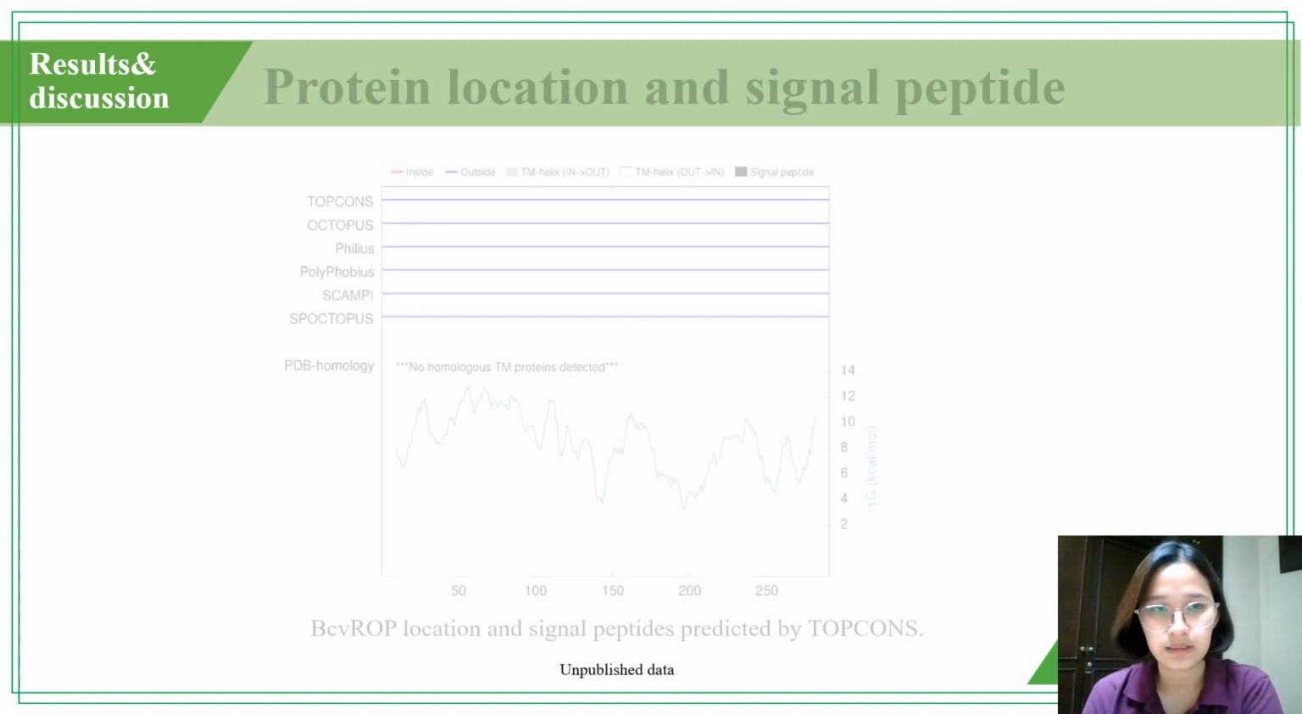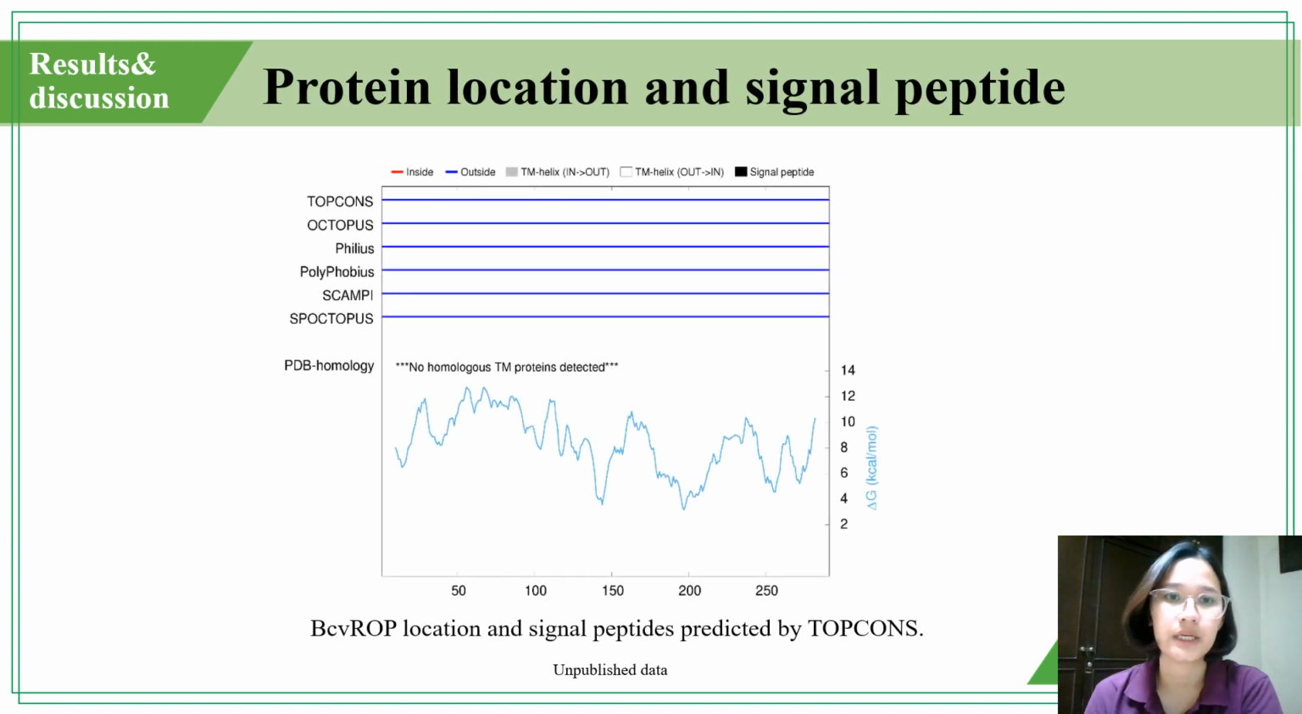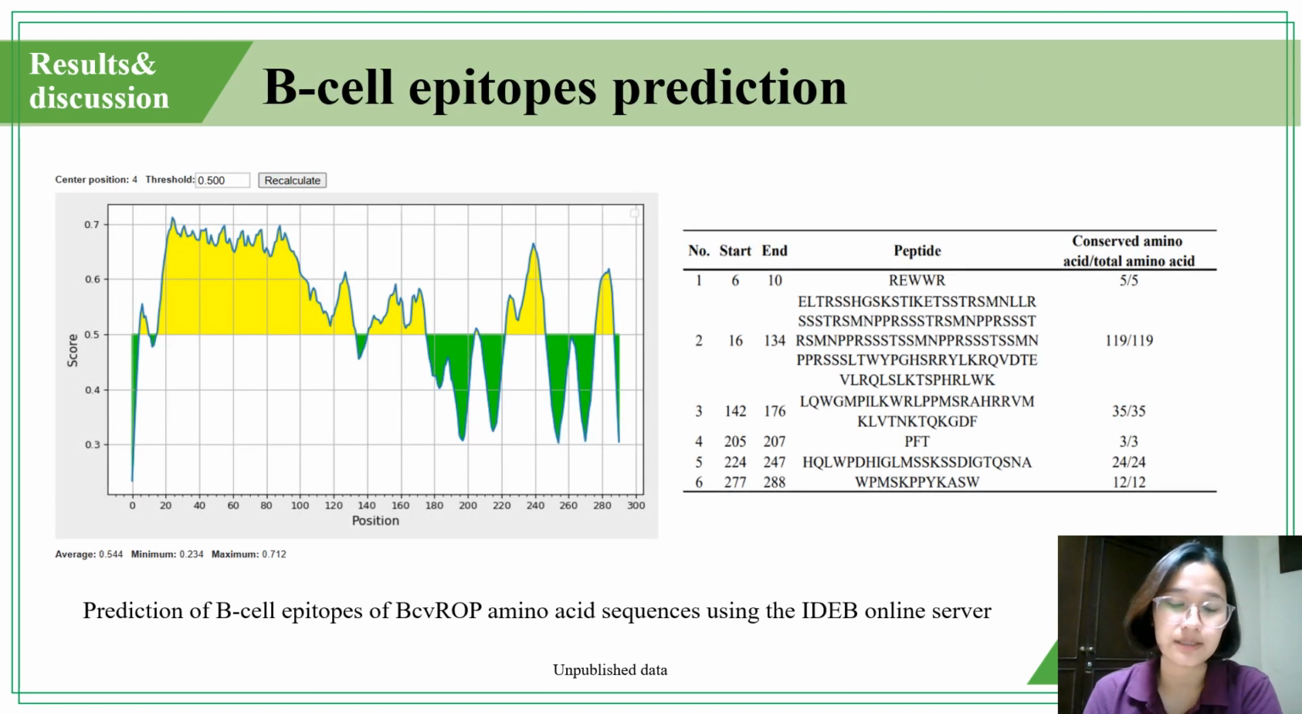And for the protein location and signal peptide prediction, we found that this protein is located outside the cell and also does not contain a signal peptide sequence. And for the B cell epitopes, we found that this protein sequence contains 6 B-cell epitope positions that are important to be antigen candidates for the diagnostic test kit development.